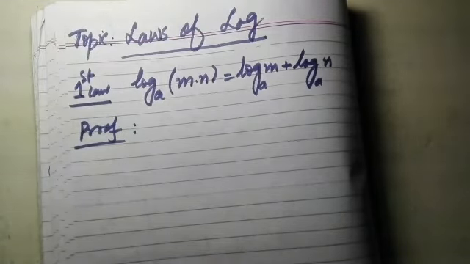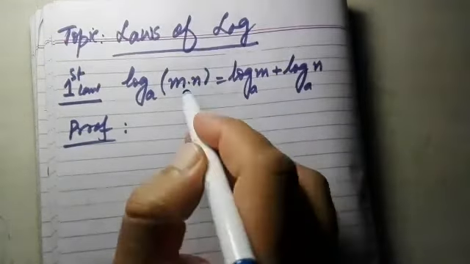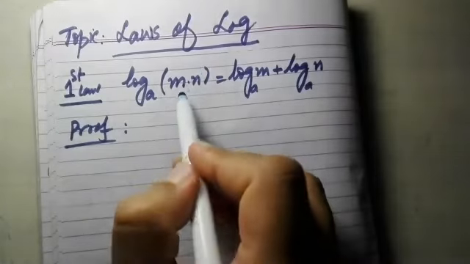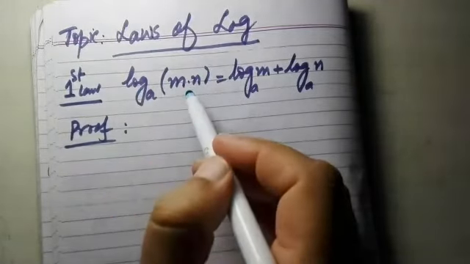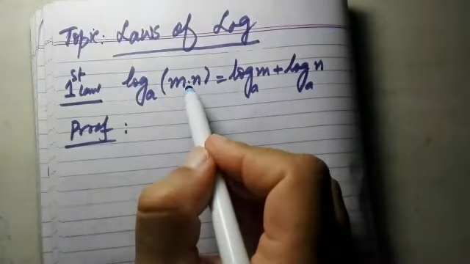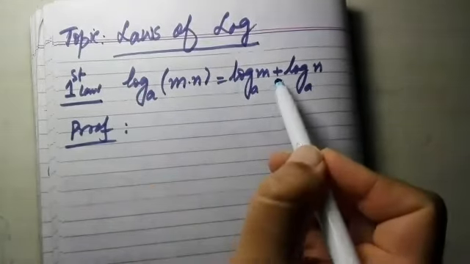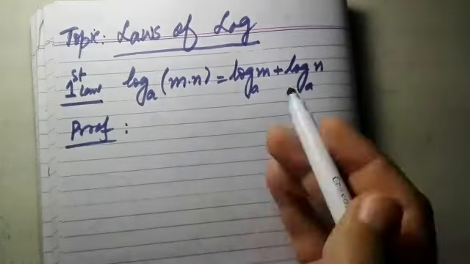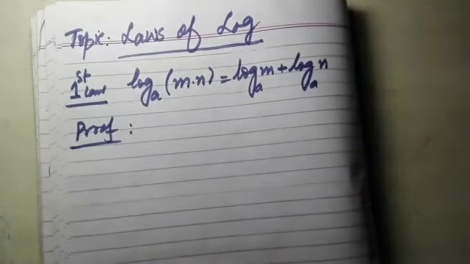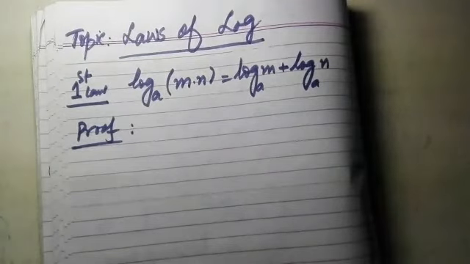So first, let me explain that logarithm has a property that if 2 terms are being multiplied, then if you apply the logarithm, the logarithm will convert this product into a sum of 2 individual logarithms. So this is the result to be proved.